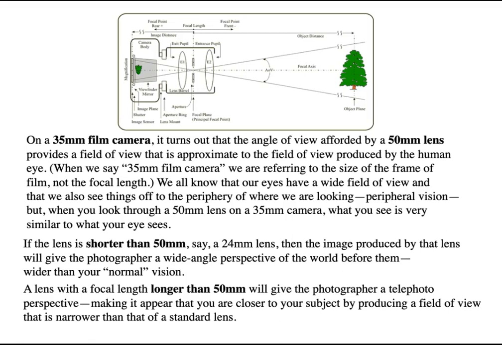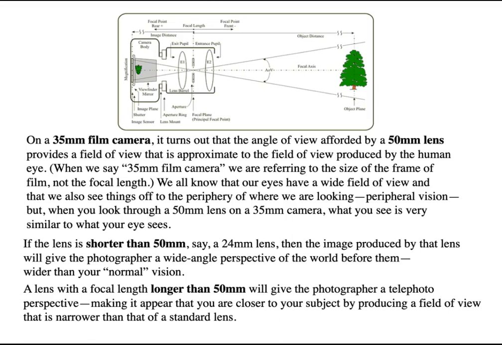Anything shorter than a 50, that lens produces what's called a wide angle. So it makes the perspective of the world look wider. It makes everything look bigger. It pushes things further away. Anything longer than a 50 is a telephoto or zoom lens. And what that means is it makes subjects, places, objects look closer to you than they are in the real world.